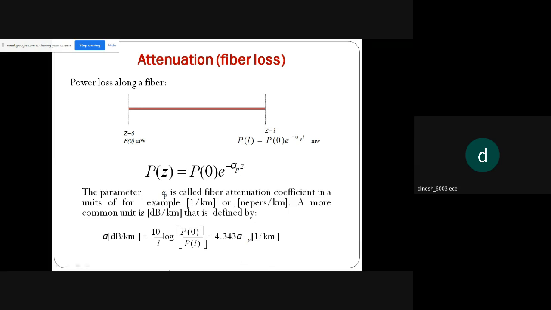This alpha P can be determined by alpha, which is measured in decibels per kilometer, is equal to 10 divided by L, where L is the length of the fiber, times log of P0 divided by PL. So for 1 kilometer, the attenuation factor is 4.343 alpha P per 1 decibel per kilometer. So this is the formula for finding attenuation.